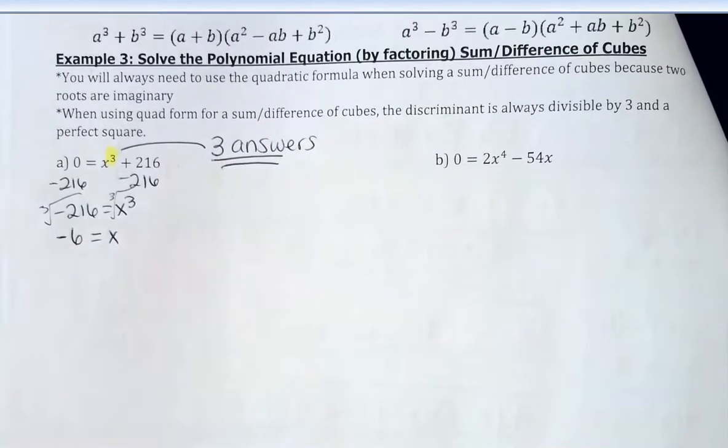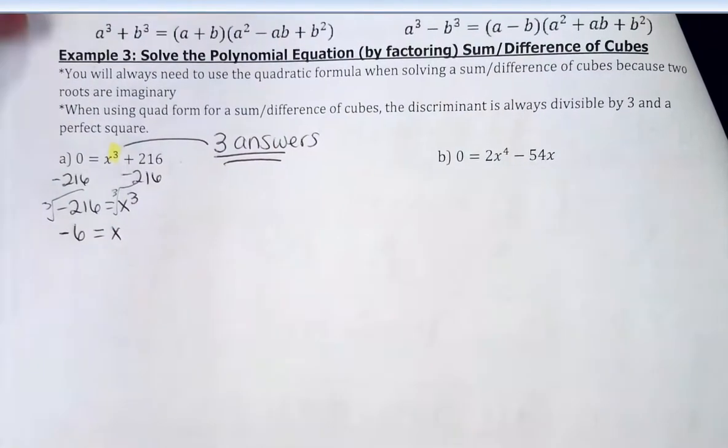What you'll have to do, and this is just the same situation for every single one of these, you're going to have to use the quadratic formula to get the other 2 answers, and that is going to cause you to have 2 imaginary solutions. So you'll have a real answer for one of these. For this one, it's going to be negative 6. But the other 2 answers, if you have a sum or difference of cubes, will always be imaginary.